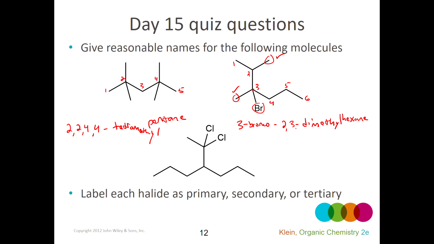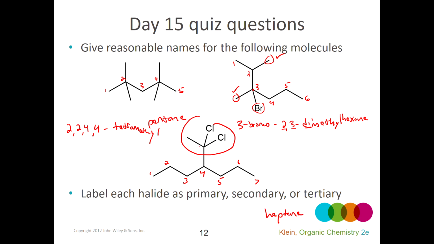Make sure you remember, if you have 2 or more identical groups, they both need a number, and I need a prefix to verify how many of them there are. This one down here, the longest chain I can find does not include the carbon that the chlorines are attached to. So I have to treat this whole thing as a substituent. So my parent chain has 7 carbons, so it would be heptane.